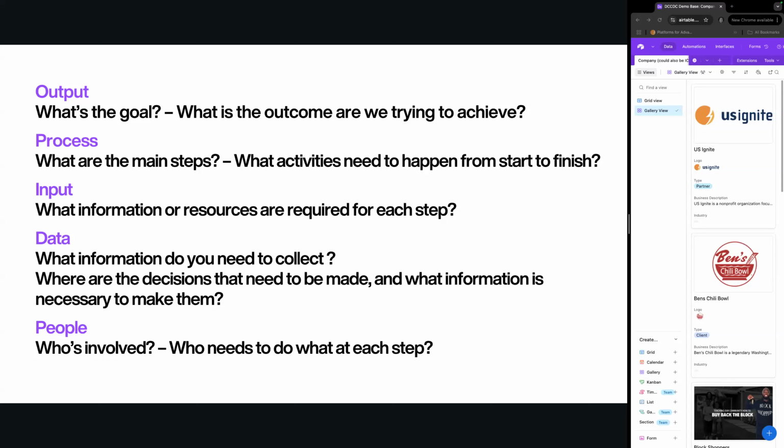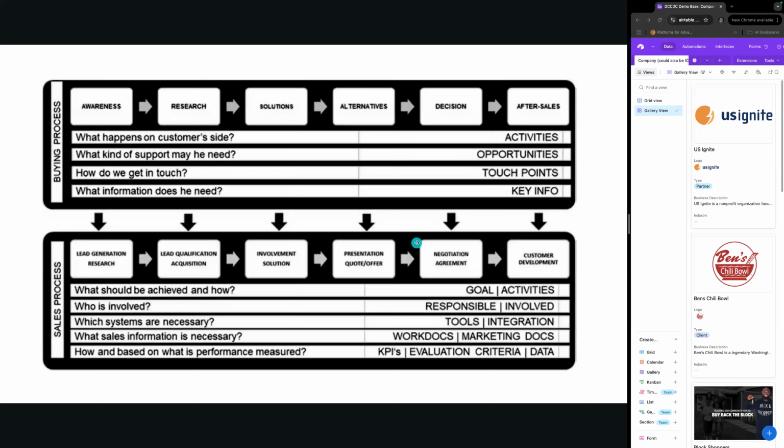Process. What are the main steps we need to do to get there? What activities need to happen from start to finish? Input. What information or resources are required for each step? Data. What information do we need to collect? And what decisions need to be made throughout that process, and what information is necessary to make them? And finally, people. Who's involved? Who needs to be doing what at each step? Those are our tasks within those processes.